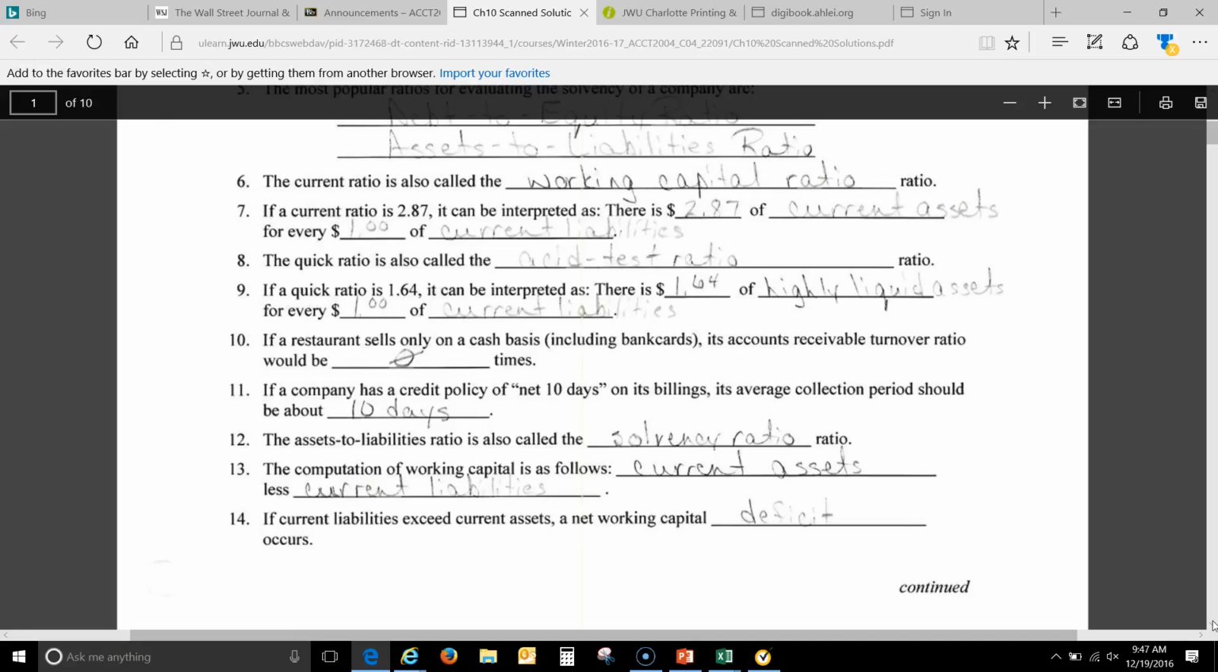Think about what's happening here. If our policy is net 10, but when we calculate our collection period, we're getting 30 days, customers are not paying on time. So what should we do? What are our options? We could jack up the interest rate, start charging them late fees and interest. That's a possibility.